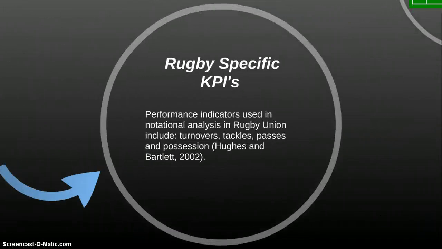For the purpose of this analysis, rugby-specific KPIs had to be identified. Performance indicators using notational analysis in rugby union include turnovers, tackles, passes, and possession. Hughes and Bartlett, 2002. In rugby union, both common and position-specific KPIs must be identified, as an individual's performance could affect the overall performance of the team. For example, a hooker's line-out throws are considered a position-specific KPI.